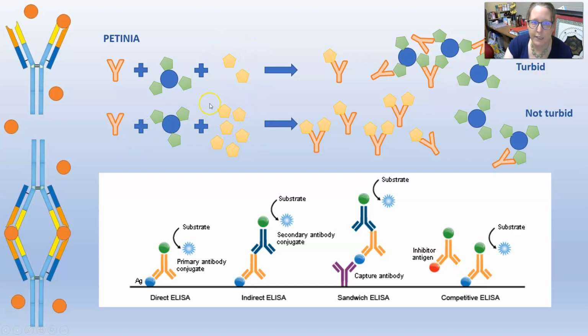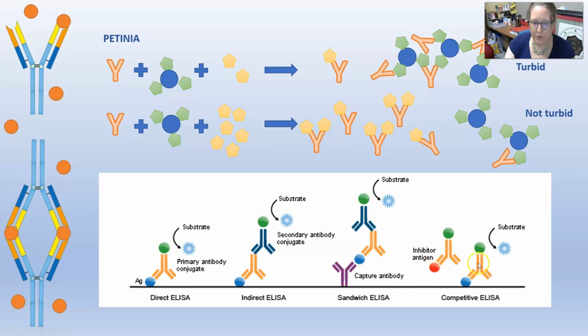And then if there is a lot of the drug in the sample, the drug will be able to bind all the antibodies, and therefore the little latex particles will not precipitate because there's not going to be enough antibodies to bind them to form lattices that cause turbidity, so it's going to be not turbid or less turbid.